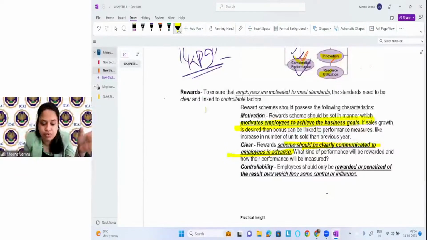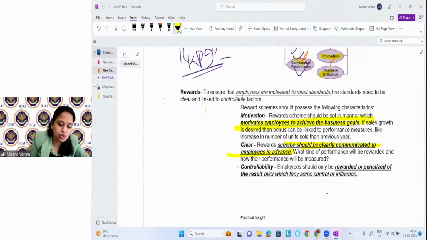We want to achieve the goal of the company. And for that reason, we are motivating the employee, right? For that reason, we have some reward policy, right? It should be clearly communicated to the employees, right? And controllability. Employees should only be rewarded or penalized for the result over which they have control or influence.